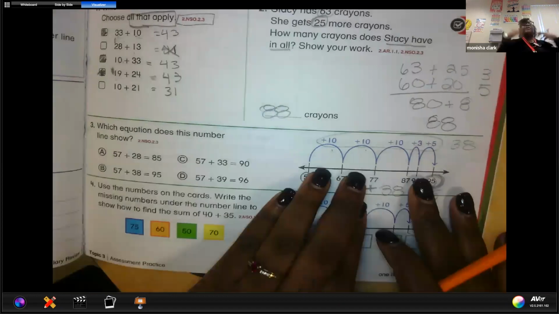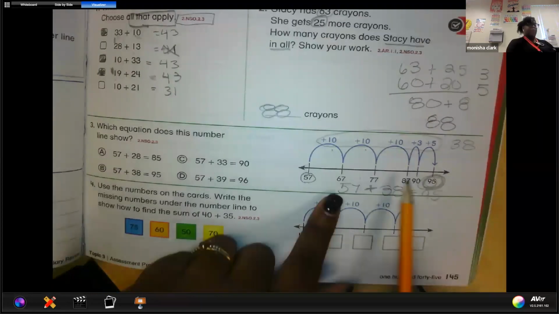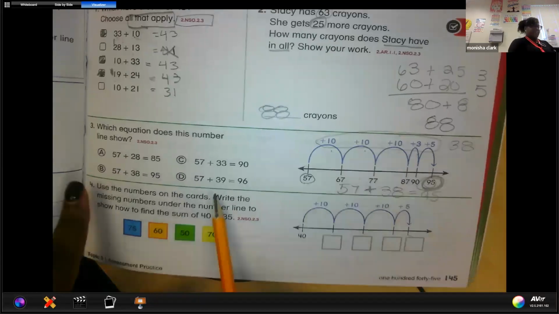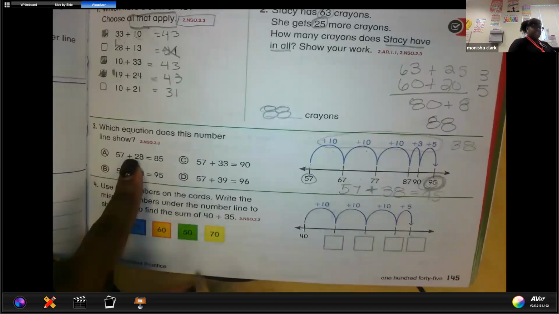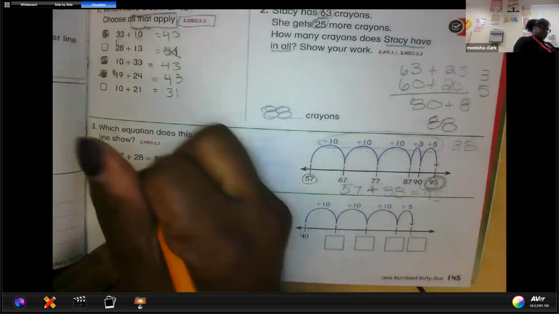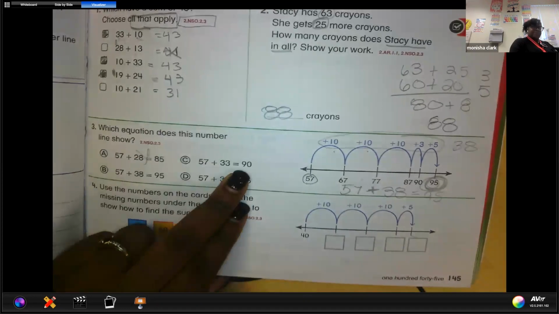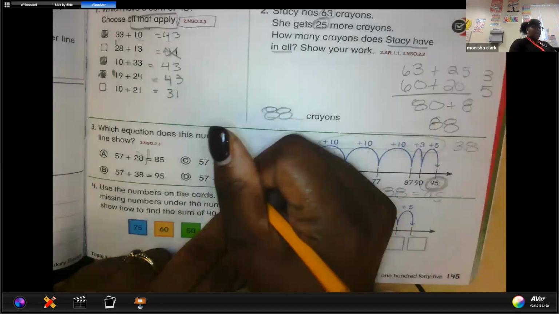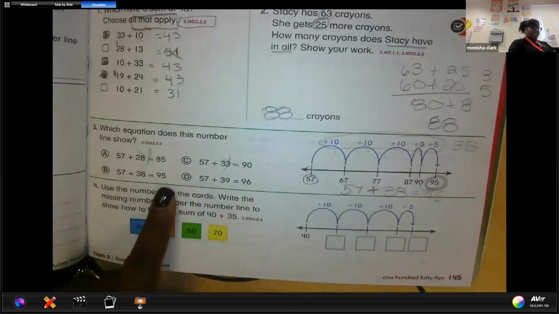Now that I've thought it through, I did not simply just look at this and try to figure this out. I figured out what the number line was telling me first. So now I see what the number line is telling me. Now I'm going to go back here and find an equation to match that. So I see 57 plus 28 is 85. Is that it? I see 57 plus 33 equals 90. Is that it? No. Now I have 57 plus 38 equals 95. Is that it?